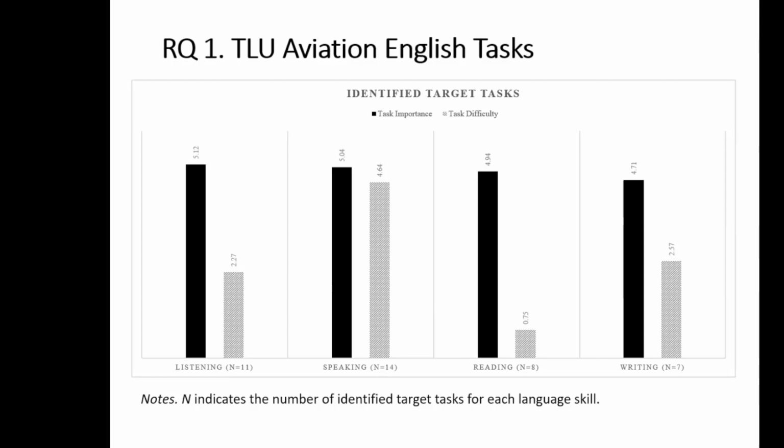Another index, task difficulty: I wanted to generate this index to help researchers, myself, or test developers explore ways to differentiate and sequence assessment tasks according to their difficulty level. But as you know well, whether a task is perceived as important or not, or whether it is difficult or less difficult, all the target tasks should be embedded in the test development anyway.